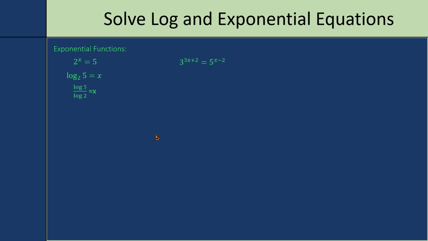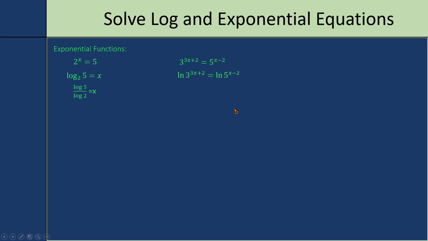If you have variables on both sides of the exponent, here is the new skill that you got to learn: you ln both sides. All right, you ln both sides, so you have ln of 3 to the 3x plus 2 equals ln of 5 to the x minus 2, and then you move the exponent to the front, right? That's a property of log.